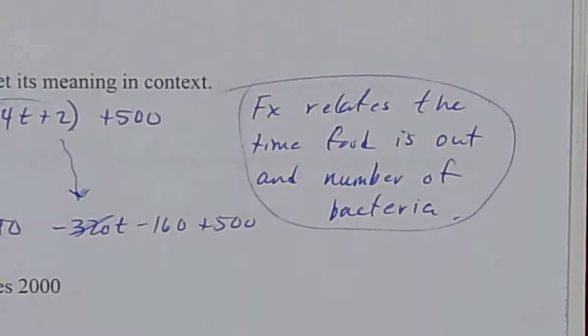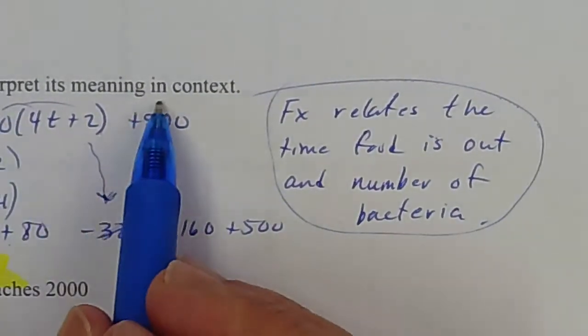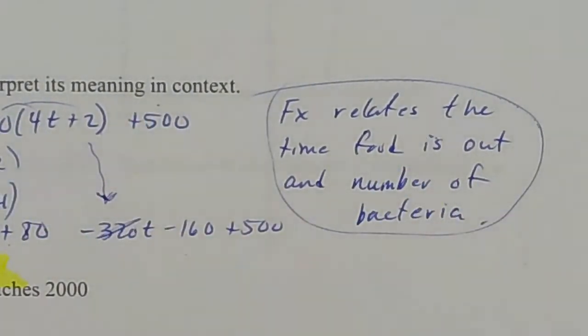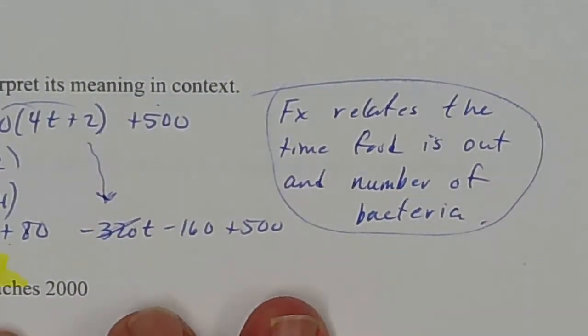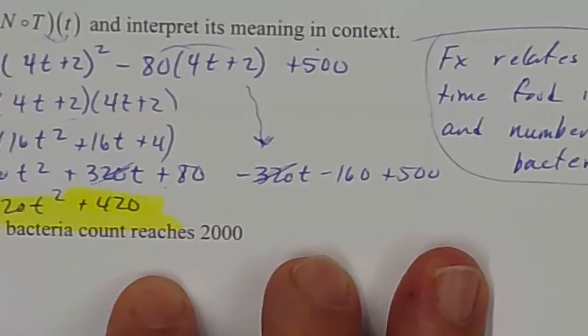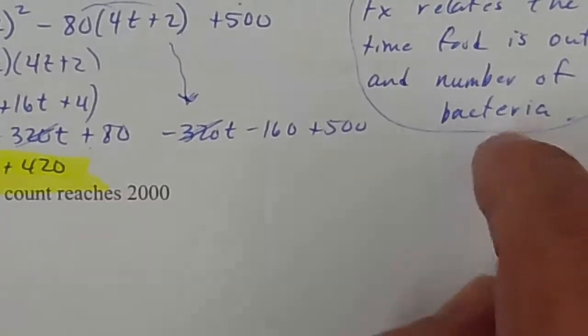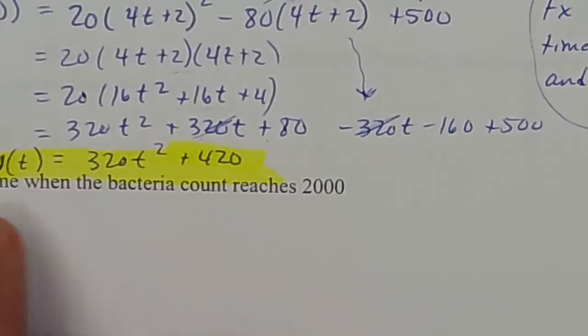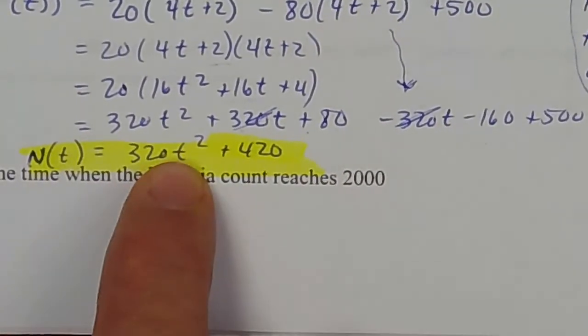Okay. That's interpreting the meaning of this function in context. All right, part B. Now they may give you the input value, they may give you the output value. You just gotta, that's why it's important to understand this function. Find the time. T is the unknown then.